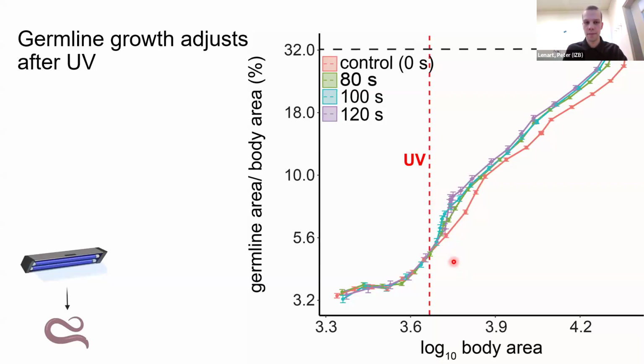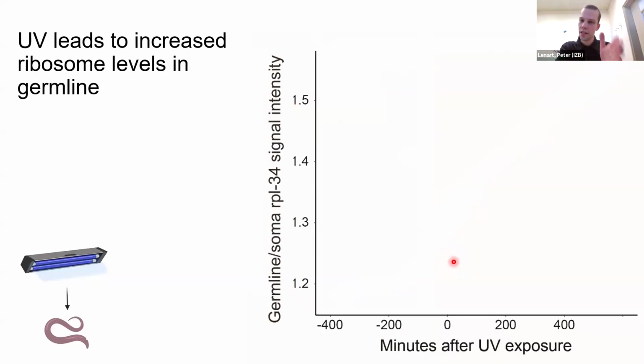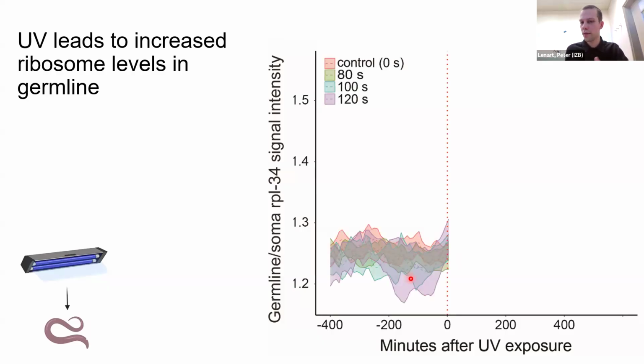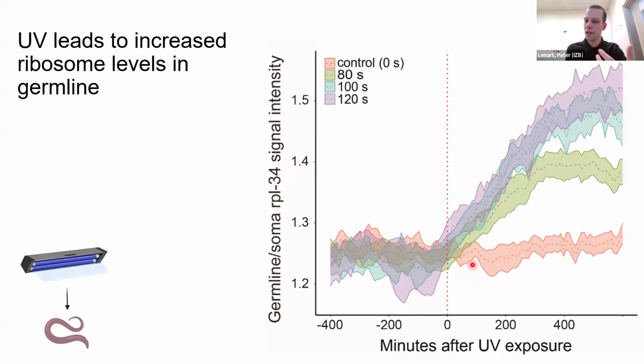So in this experiment, I also measured ribosome expression in germline relative to soma, here using a fluorescent marker. And here you can also see that before UV exposure it is the same across conditions, but following UV exposure, there is a nice dose-dependent response, which to me suggests that this germline growth adjustment is a really active process.